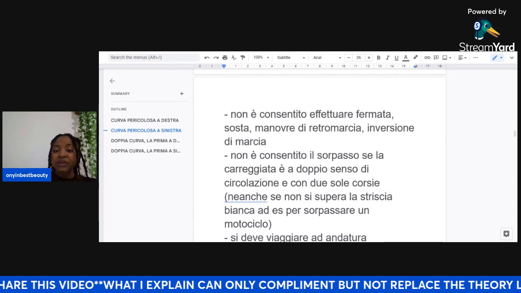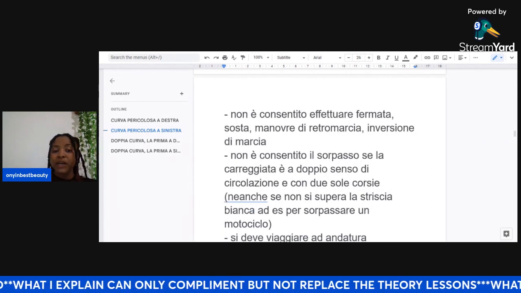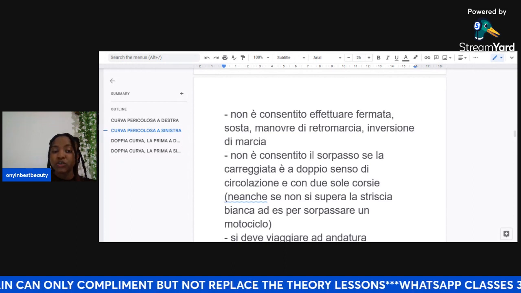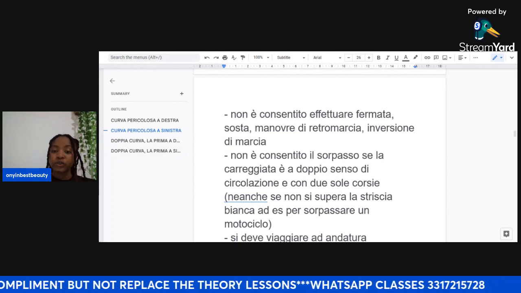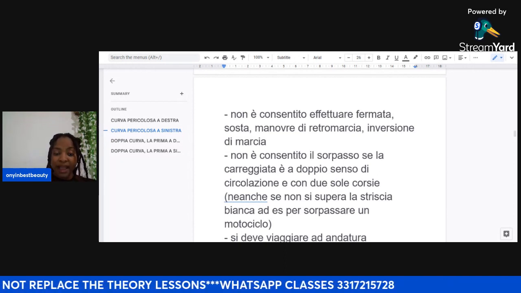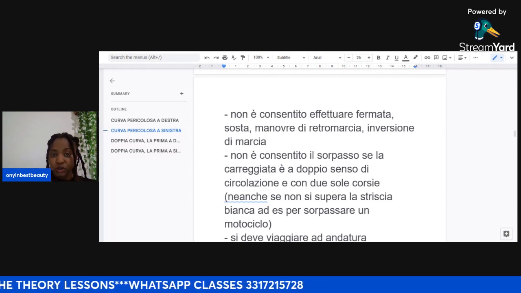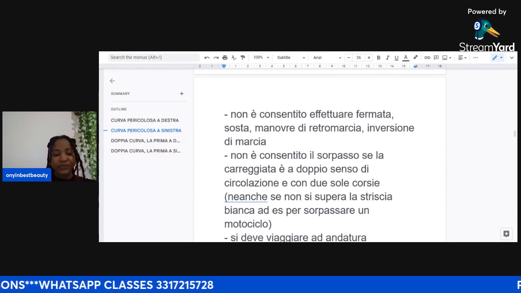Non è consentito effettuare fermata, sosta, manovra di retromarcia, inversione di marcia. 4 things you cannot do. You cannot stop, you cannot park, you cannot do a reverse, and you cannot do a U-turn on a curva.